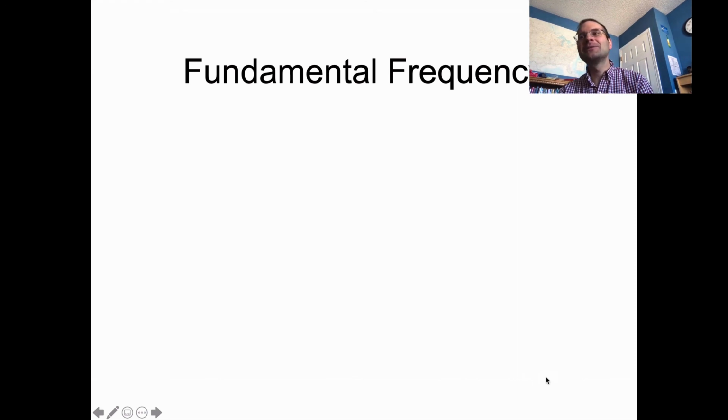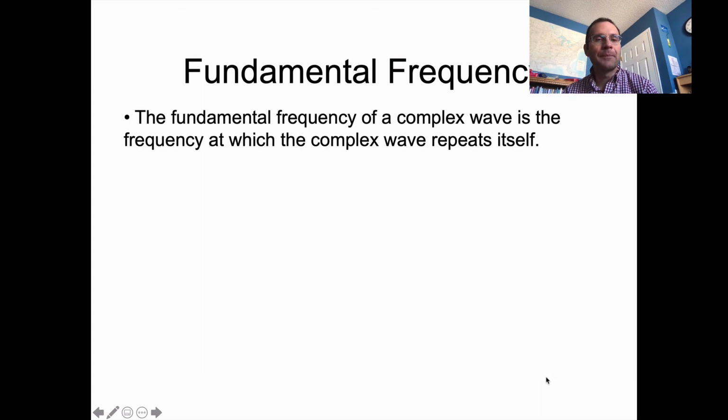Okay, this leads me to the concept of fundamental frequency. I think I mentioned that a minute ago when I was talking about the different fundamental frequencies we get for, say, adult male speakers versus adult female speakers, and so on and so forth. The fundamental frequency of a complex wave is simply the frequency at which the complex wave repeats itself.